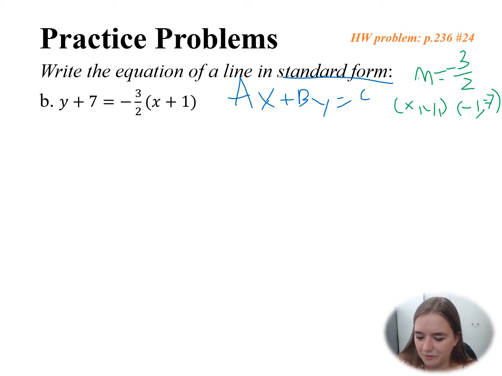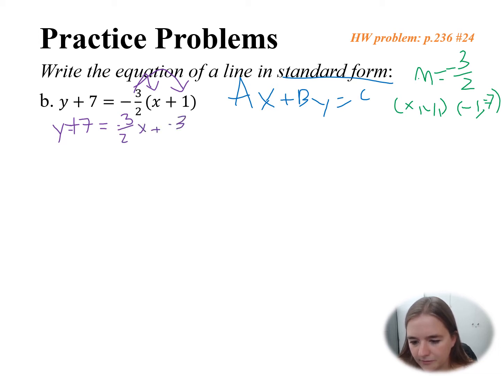But now let's go back. We're thinking about standard form now. The way that I would solve it, I'll show in purple. When I look at this, I know that standard form doesn't have any parentheses in it. So the first thing I want to do is get rid of those parentheses. I'm going to distribute across to get rid of them. And so I'm left with y plus 7 is negative 3/2 x plus a negative 3/2.